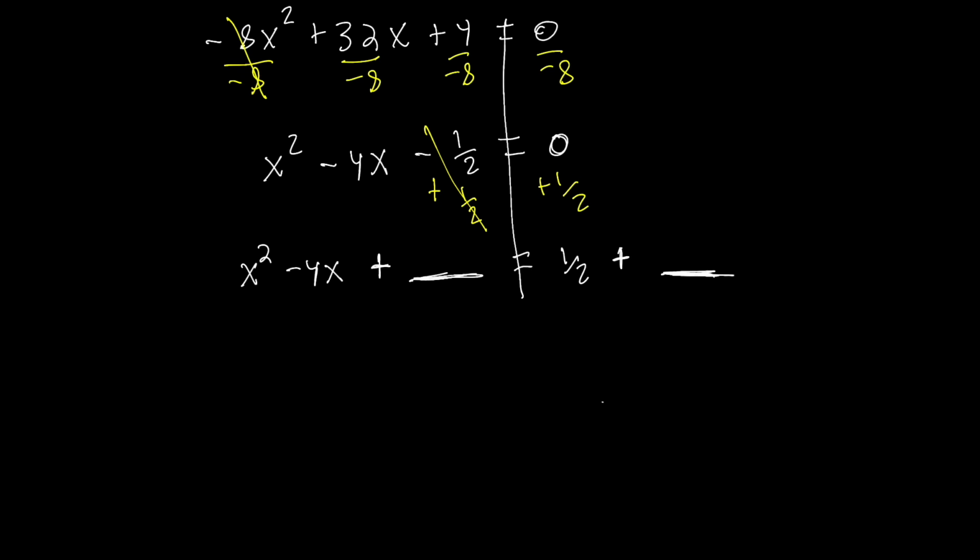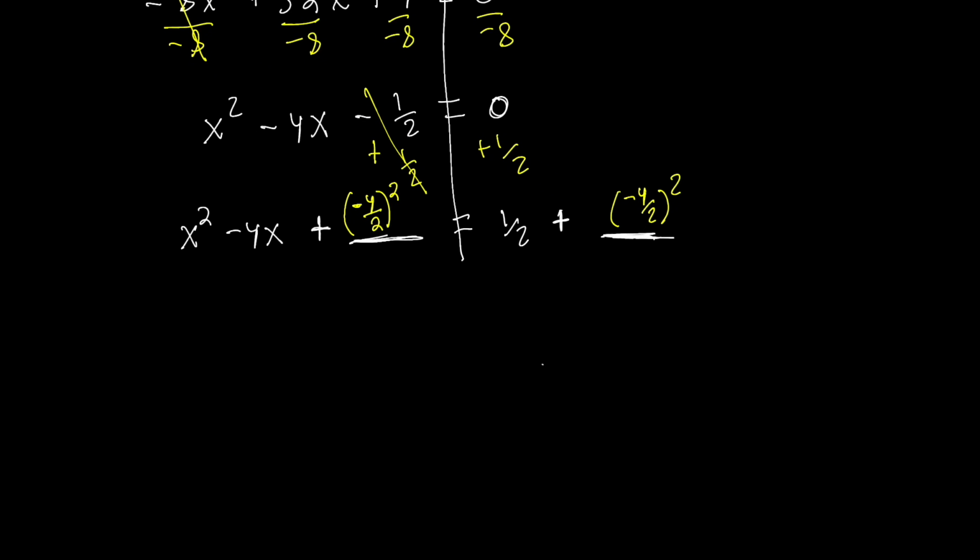To complete the square, I need to get the coefficient of x. That's going to be negative 4. Divide that by 2, and then raise it to the second power. So on the right hand side, I'm going to add the same quantity. On the left, I can now factor the perfect square trinomial into its binomial squared by grabbing x and the quantity inside of parentheses. So here I get x minus 4 over 2, quantity squared equal to 1/2 plus, and then negative 4 divided by 2 is going to be negative 2. But if I raise that to the second power, I'm going to be adding a 4.